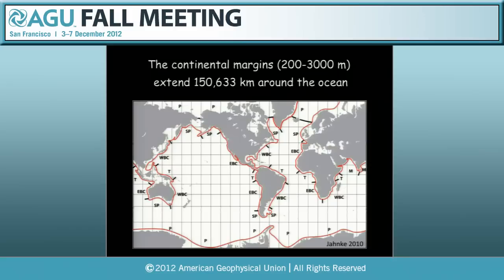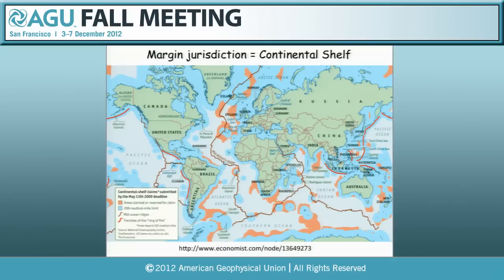It extends around the globe for over 150,000 kilometers. And when you see it on a plot like this, these skinny red lines are not so impressive. Let's see if I can get my pointer working here. Oh, there we go. Let me not laser you. All right. So the continental margins, actually, if we think about them in terms of jurisdiction and the 200-mile limit outside of each country, they actually fill a considerable area of the ocean. That's the blue you see up there. And then for those countries that have signed on to the Law of the Sea, they've claimed additional continental shelf. That's the orange. So when you put all that together, it's really a significant fraction of our ocean.